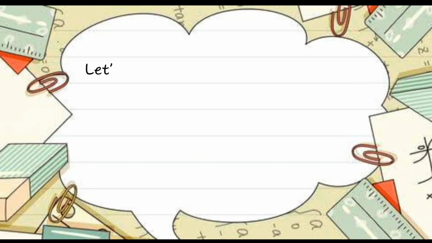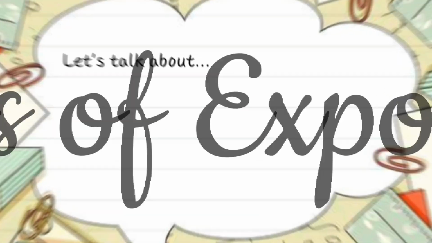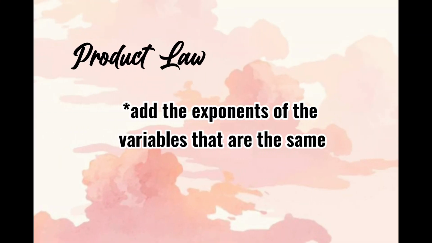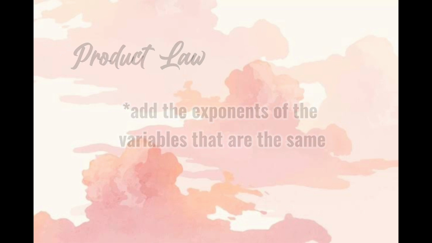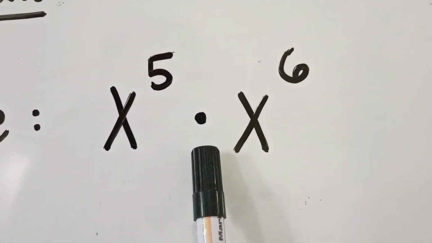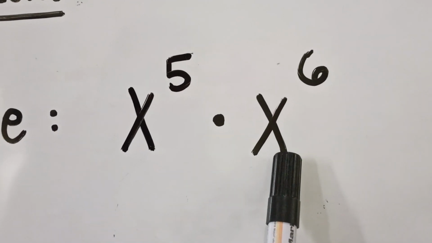Hi and welcome. Let's talk about laws of exponents. First, we have the product law: add the exponents of the variables that are the same. Now we have an example, x to the power of 5 times x to the power of 6. As you can see, they have the same variable.